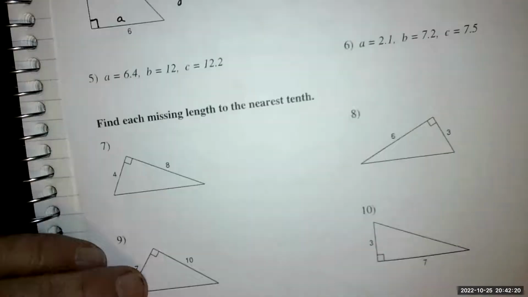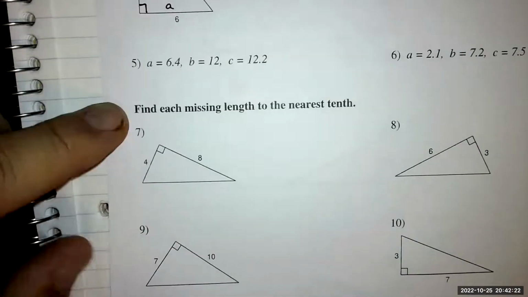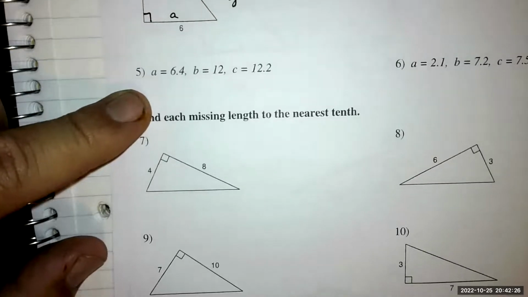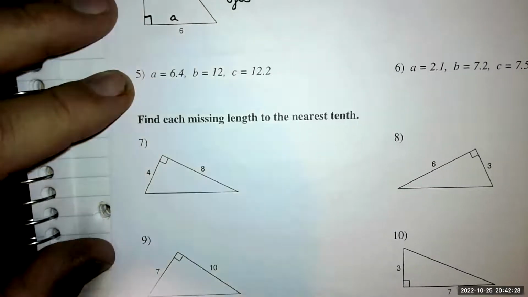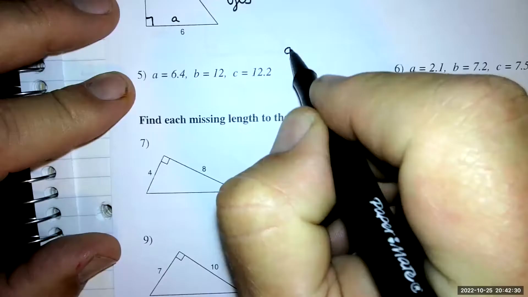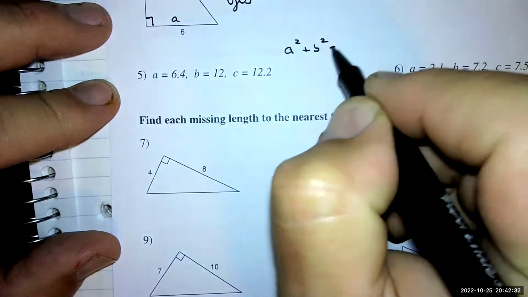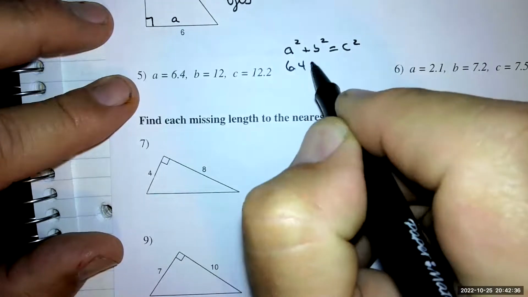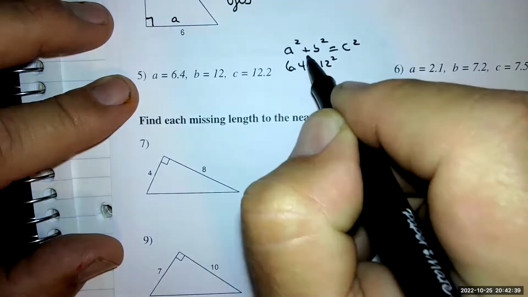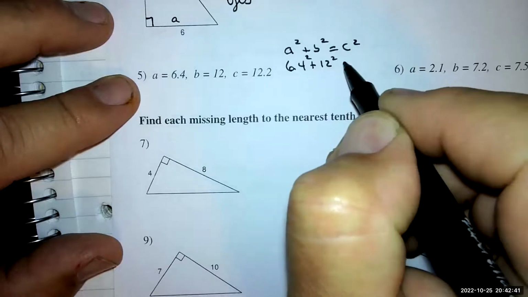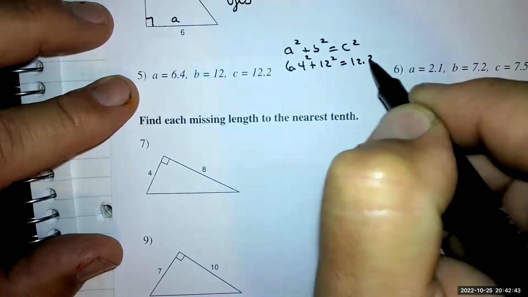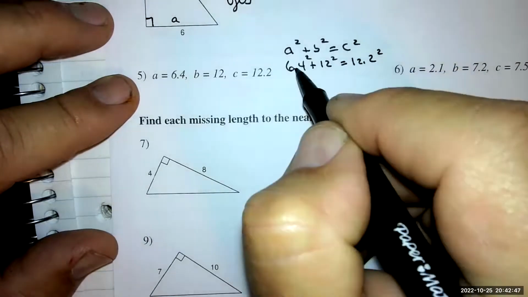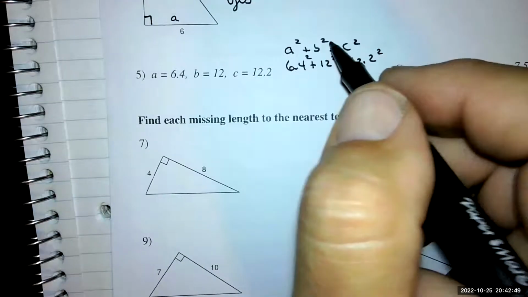All right, so look at 5. It has 6.4, b, and 12.2. So again, we're going to do the same thing. a squared plus b squared equals c squared. So a squared, that's 6.4 squared, plus 12 squared. Oh, I forgot my square. And then c is 12.2 squared. All right, so you are going to have to get a calculator and use this unless you just know these off the top of your head.